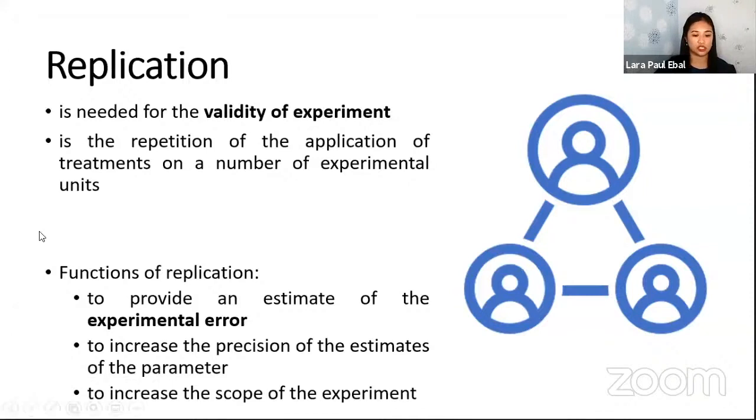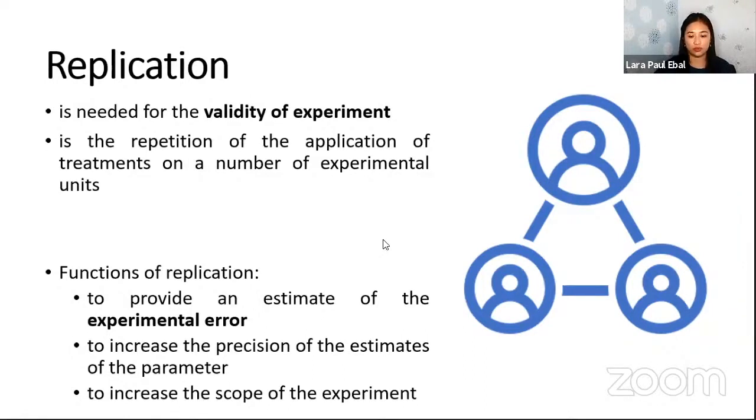Now, one function of replication is to provide an estimate of the experimental error. So are you already familiar with this experimental error? And replication also helps increase the precision of the estimates. And then it increases the scope of the experiment. So if you consider many experimental units, and these experimental units have these inherent characteristics or conditions, and then if we use them, we are also trying to widen our scope. Kasi iba-ibang conditions sila galing, right? Okay, so that's the advantage now of replication.